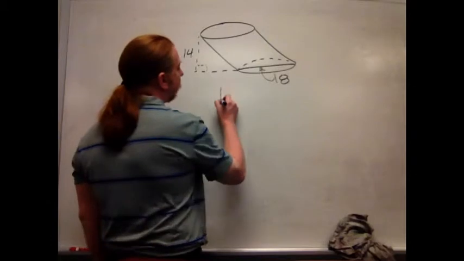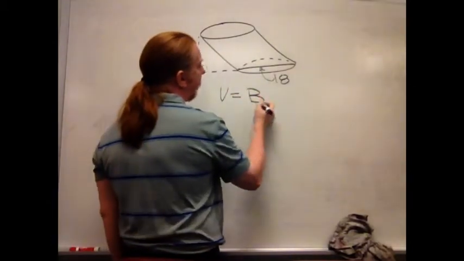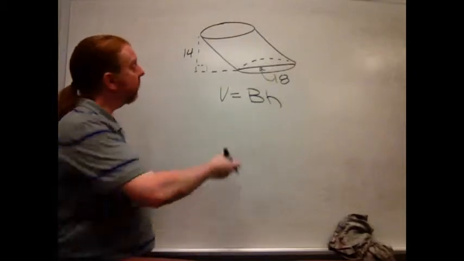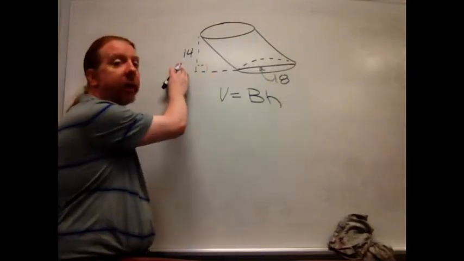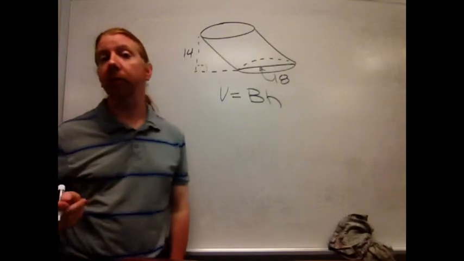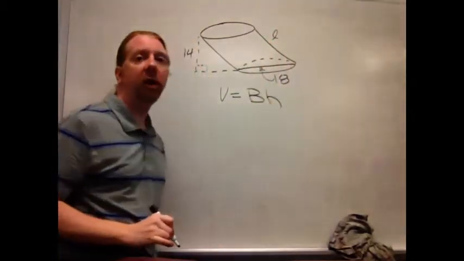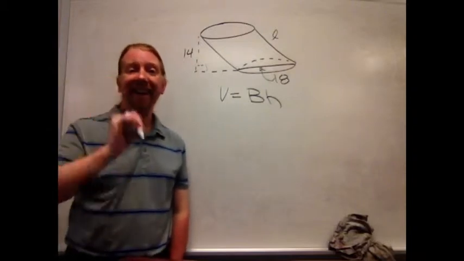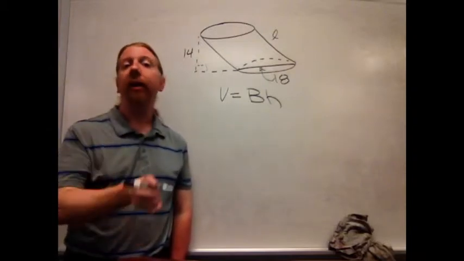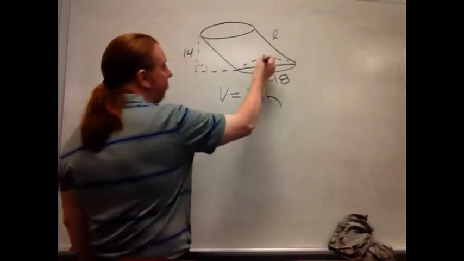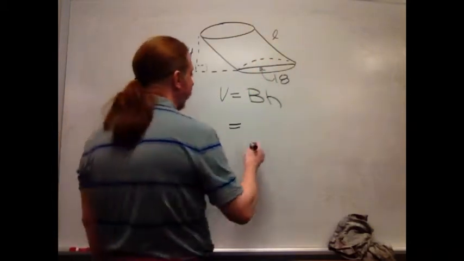The formula still is volume is equal to the area of that base times the height. And in this case, the height of the stack of pennies is going to be 14. Be careful, because in these problems, they may give you the slant. They may give you the distance along that side there, which is not the height. It's not what I'm going to use in this formula. My base is a circle, so I'll be using pi r squared.